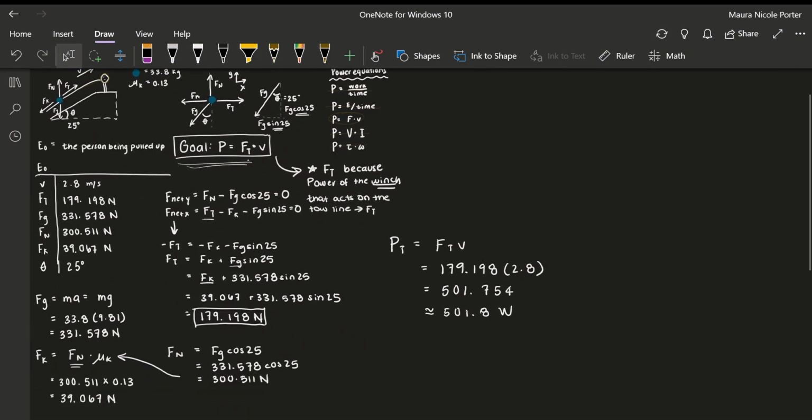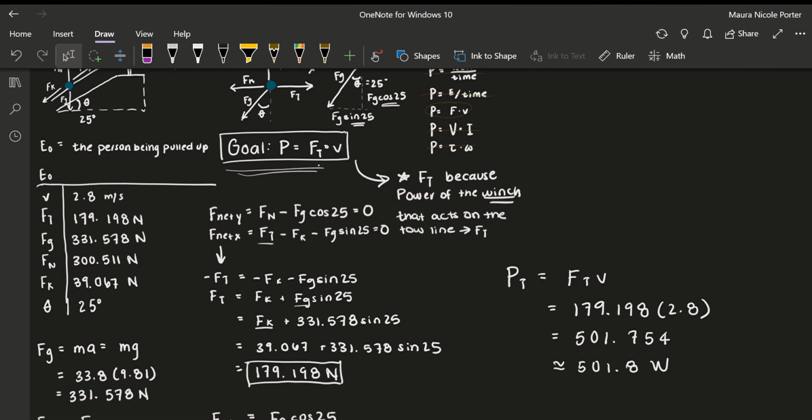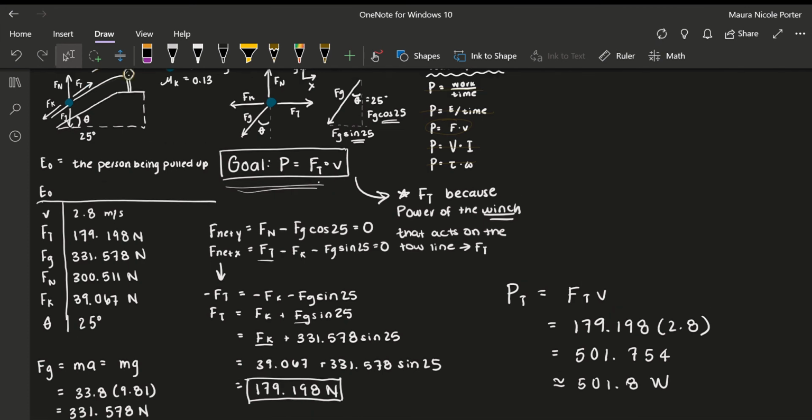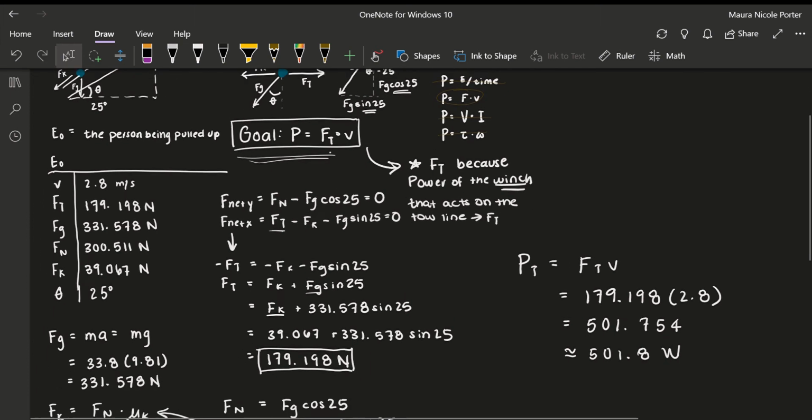So hopefully that helped. I know it's a lot of steps, but once you really start using and breaking down the forces, it makes a lot of sense. It's just basic free body diagrams and plugging into the equations. And that's all.